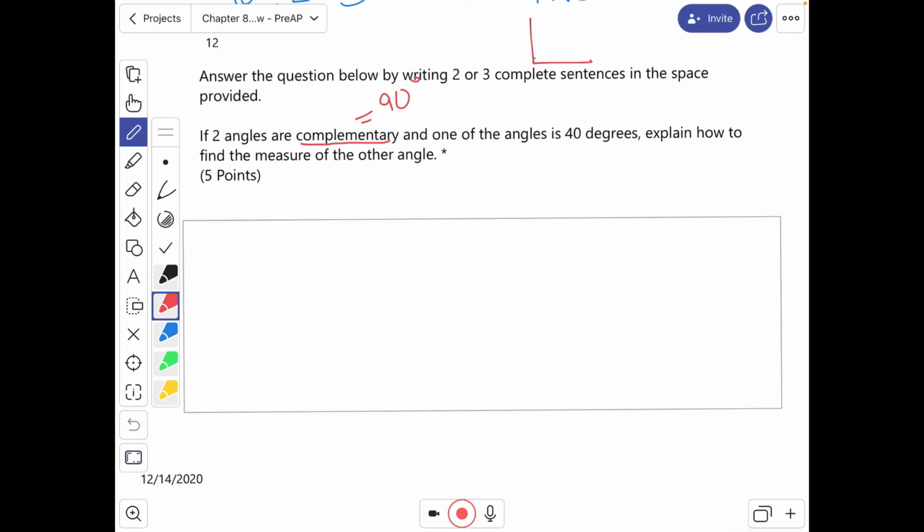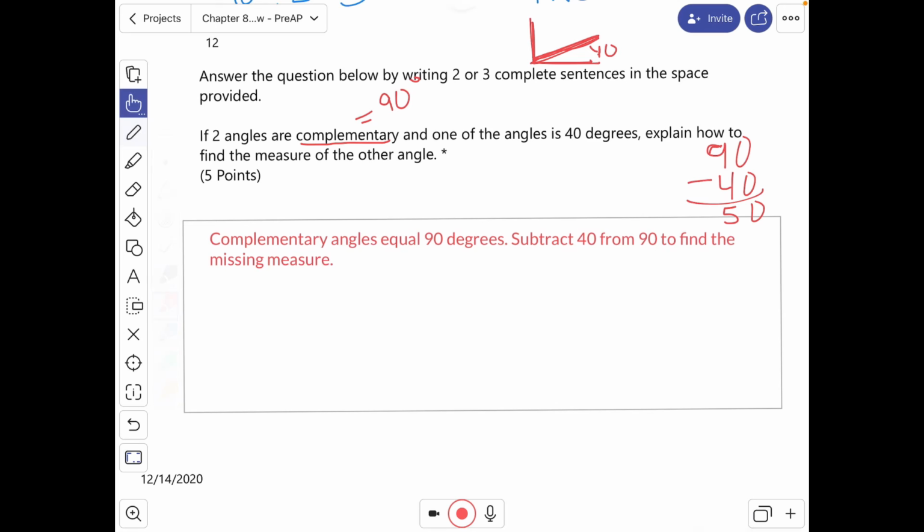So if we have 2 angles that make 90 degrees and one of them is 40, how can I find the other one? Well, I would need to subtract 90 minus 40, and I would get 50. So let's write about that. Complementary angles equal 90 degrees. Subtract 40 from 90 to find the missing measure. And that's all you really have to do.